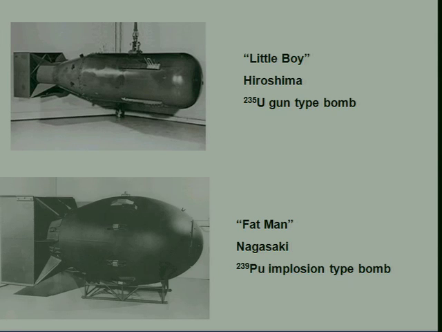The second nuclear weapon that was used during World War II was what was called Fat Man. This was used on the city of Nagasaki. And this was an implosion type bomb which used plutonium-239 as the fissionable material. It turns out that you can get very, very pure U-235 through the enrichment process.